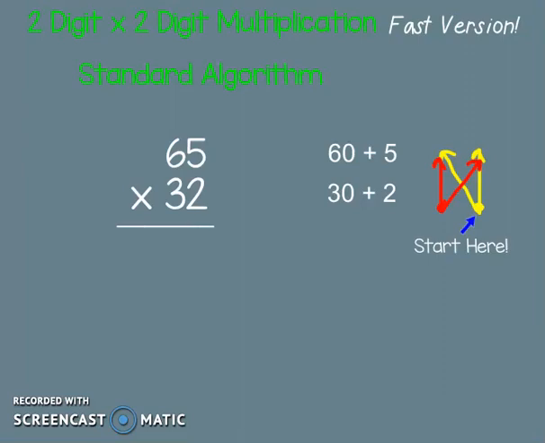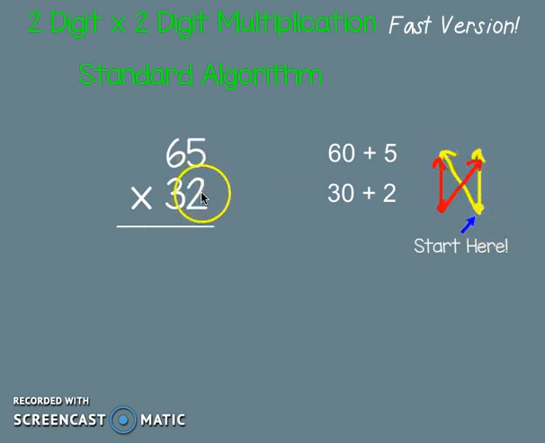In this video, I'm going to show you how to do two-digit by two-digit multiplication using the standard algorithm. But just a reminder, this is the fast version. I have another video that breaks it down step by step and explains why we're doing each part. But this one is just a refresher for those of you that have already learned and just want to remember. So this is my little barn door here that shows the order of the steps.